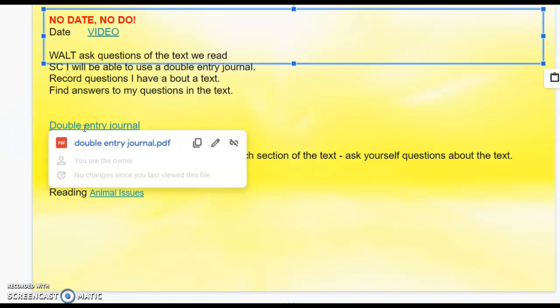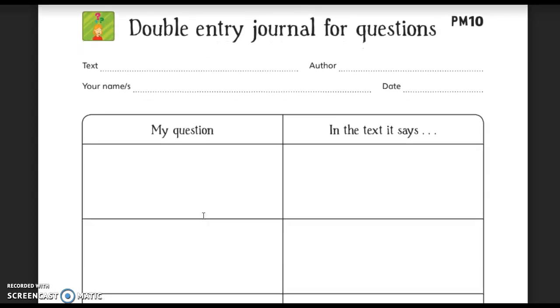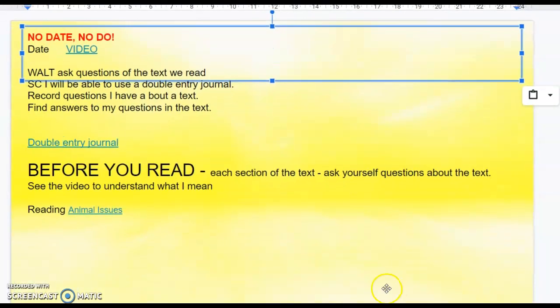So, the double entry journal that I refer to is this one here. It's not a huge sheet, it's just one page, and it has 6 of these question boxes with what the text says on the other side. You will need more than this one page. So when you've filled this one up, please draw a double entry journal on the next page of your book, just in 2 columns: my question, the text says. Now, the text you're reading is Animal Issues.